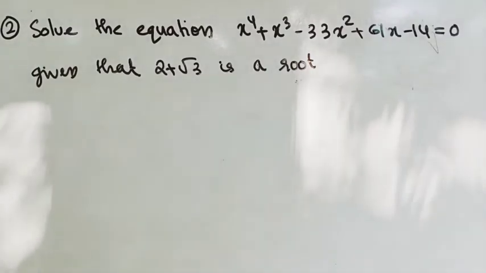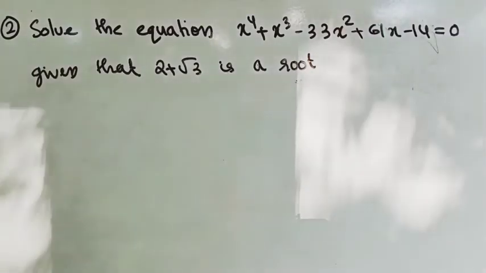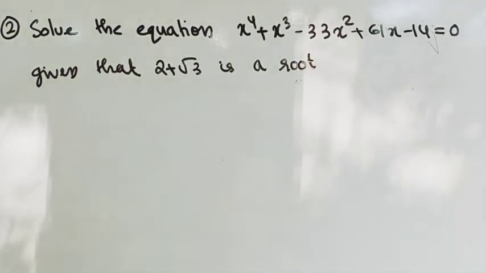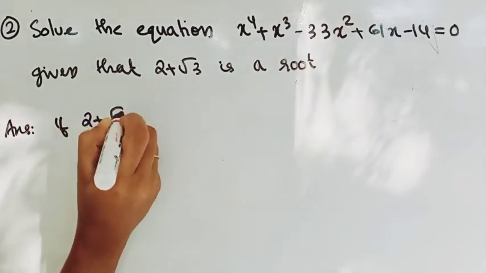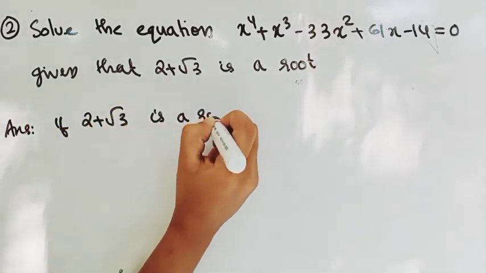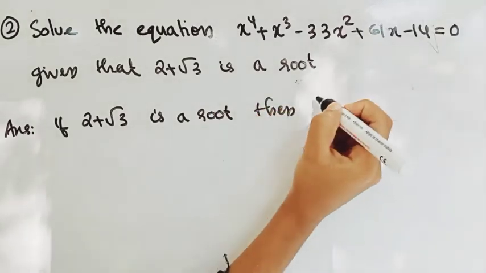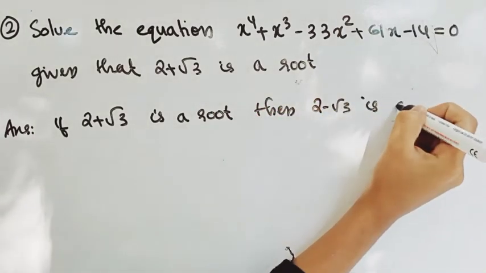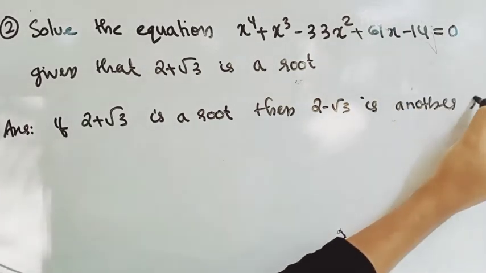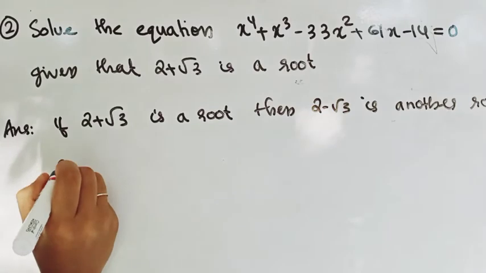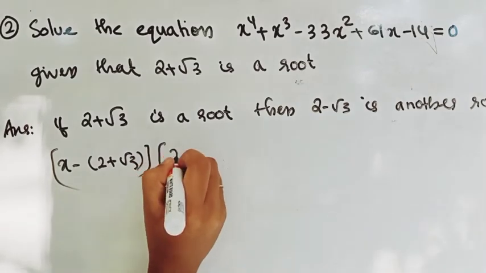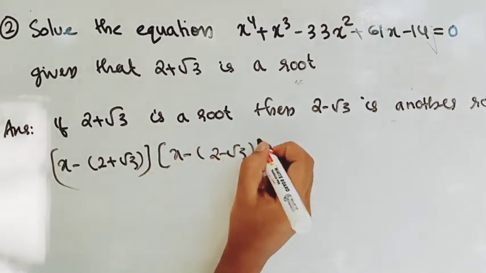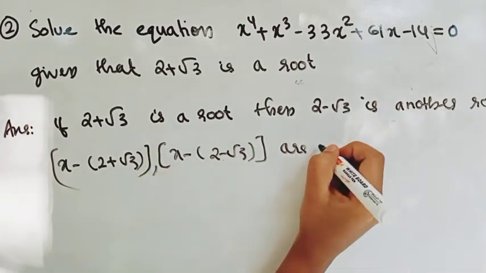Second question is, solve the equation x raised to 4 plus x cube minus 33x square plus 61x minus 14 equal to 0, given that 2 plus root 3 is a root. So from the previous theorem, we can say here that if 2 plus root 3 is a root, then 2 minus root 3 is another root for the equation. Am I right? That is, x minus 2 plus root 3 and x minus 2 minus root 3 are the factors for the equation.